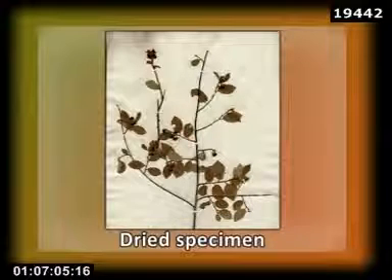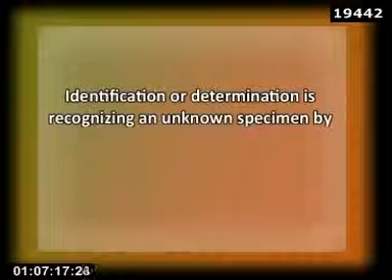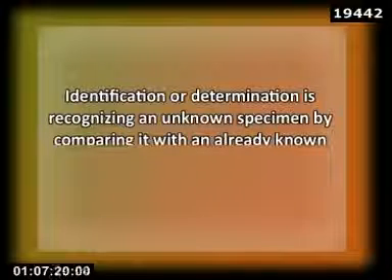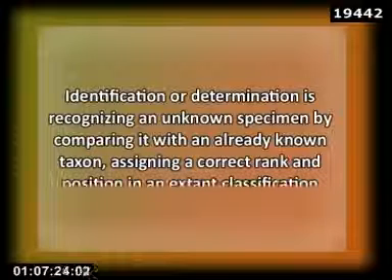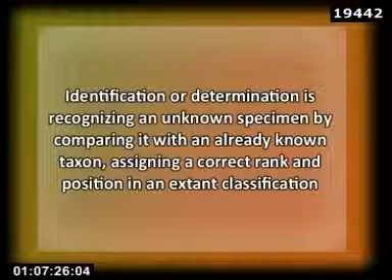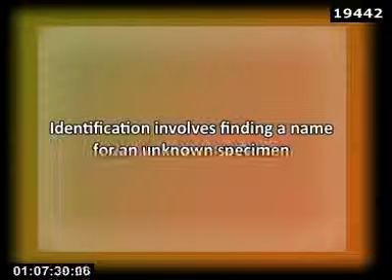Softening is often essential for dissection of flowers in order to study their details. Now, identification. Identification or determination is recognizing an unknown specimen by comparing it with an already known taxon and assigning a correct rank and position in an extant classification. In practice, it involves finding a name for an unknown specimen.